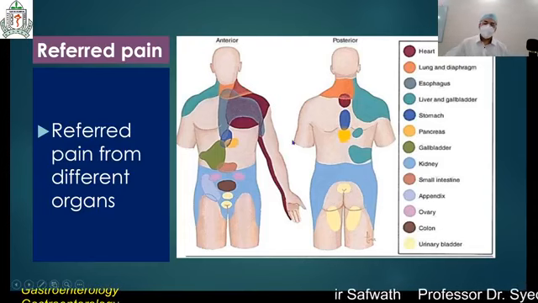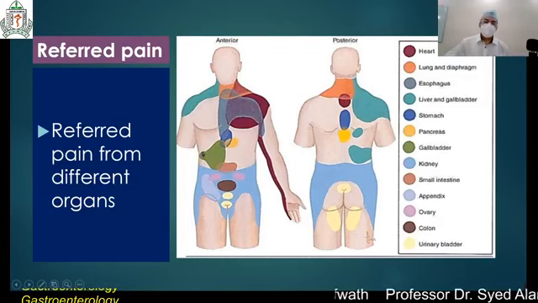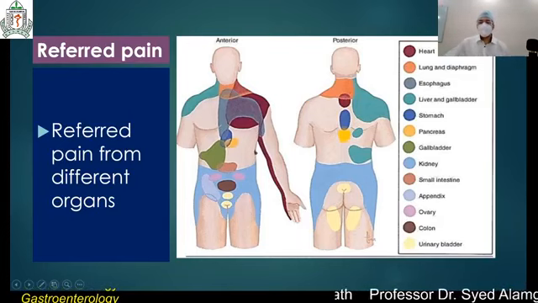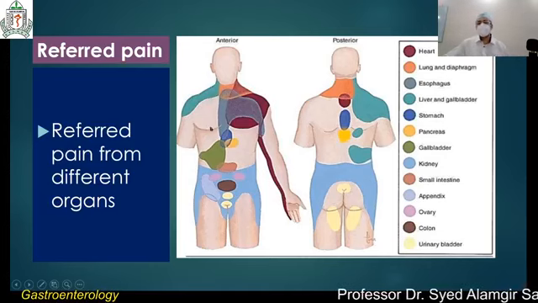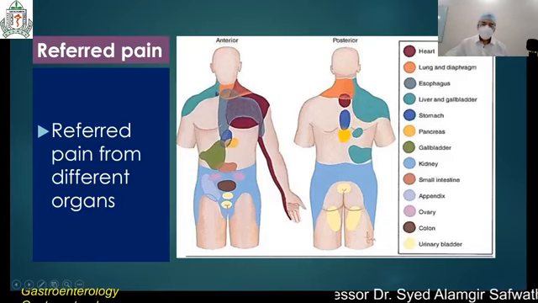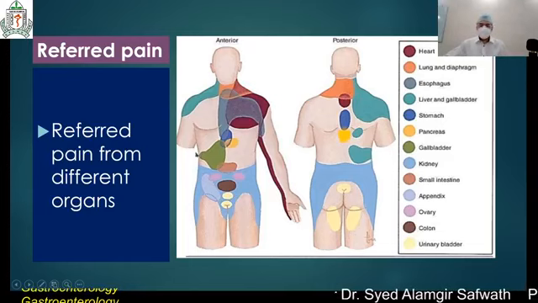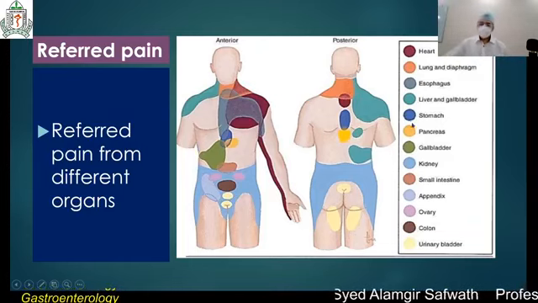Because it is very common that a patient with cholecystitis, gallbladder pain, will come to you with some referred pain at the shoulder. As well as in case of hepatitis, when the liver is inflamed, the patient will give you some complaint of shoulder pain. So referred pain is very common, and it is also a very important diagnostic clue.